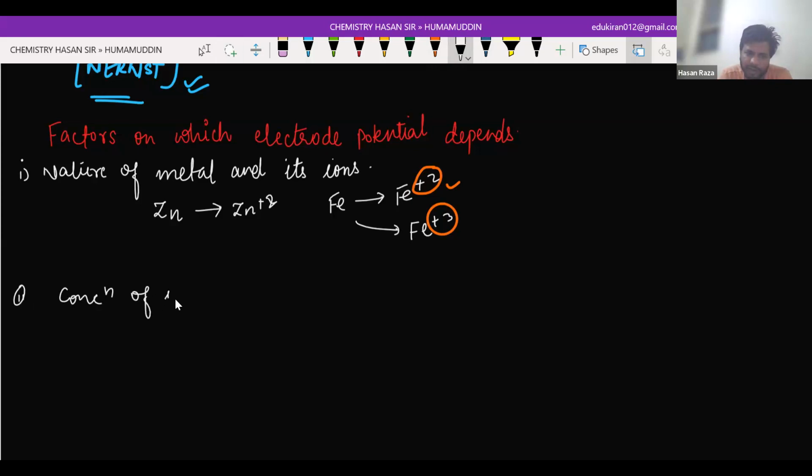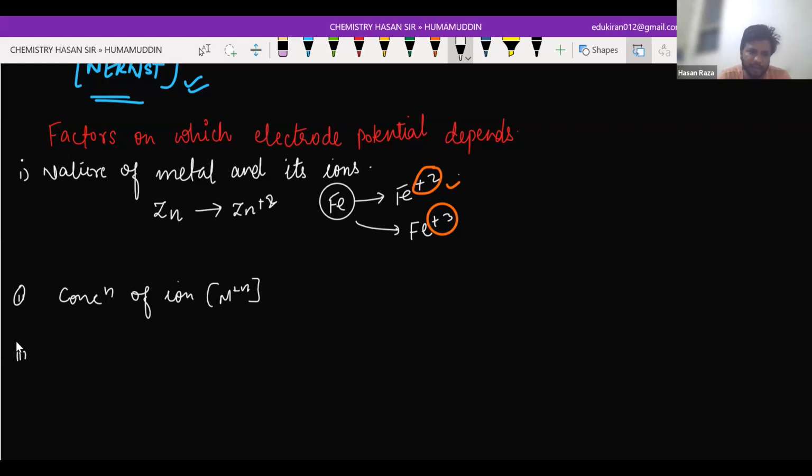The next dependence is the concentration of ions. We are talking about the molarity. If it is more, then we will see how it affects the electrode potential in the Nernst equation. Basically, what will be the effect when iron is converting into Fe+2 or Fe+3, and how it is affected when the concentration increases or decreases, we will study in the Nernst equation in the next lecture.